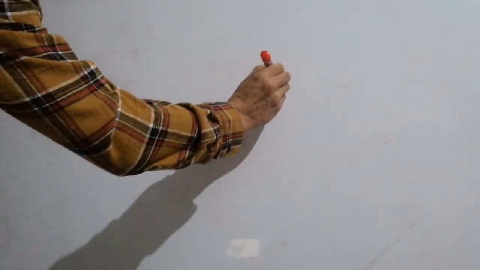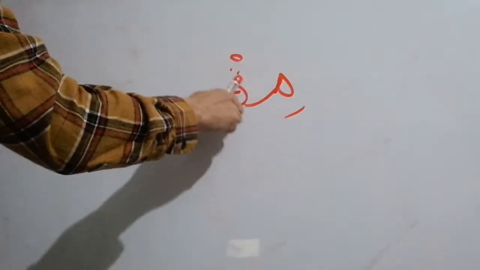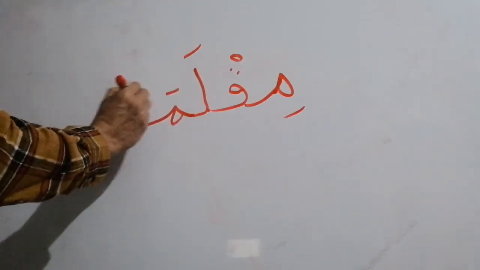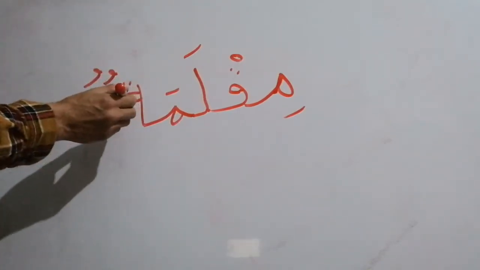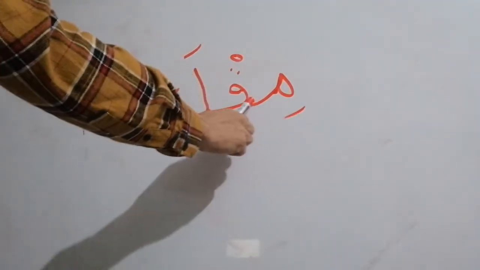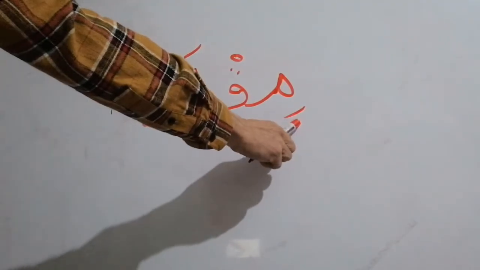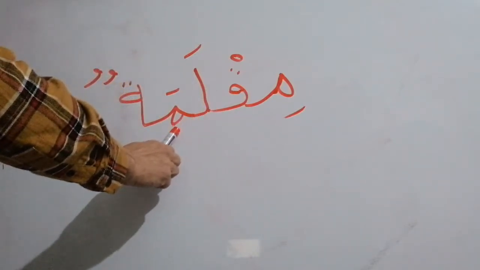We talk now about a new word. مي أبقى لا ما تن. This is closed ta because it is at the end of the word.